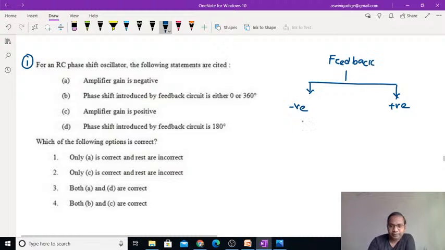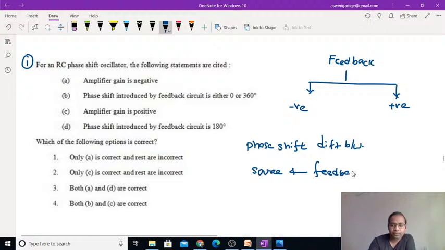So that means based upon the phase shift difference between the source and feedback signal.